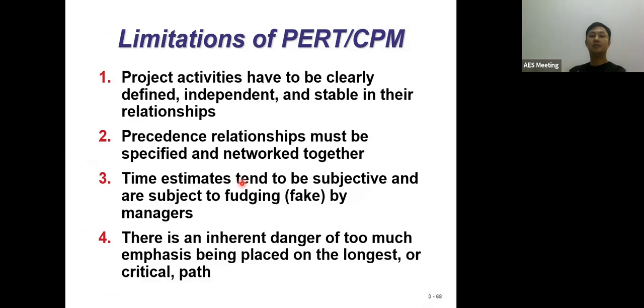Second issue, the precedence relationships must be specific. You have to identify which activity starts first, which starts second, and which activities can start in parallel. That is what is meant by the precedence relationship must be specified. Thirdly, the limitation is that the estimated time is very subjective, especially when some of the times estimated by the manager are not realistic. Because it's subjective, one manager says 7 weeks, another manager says 8 weeks.